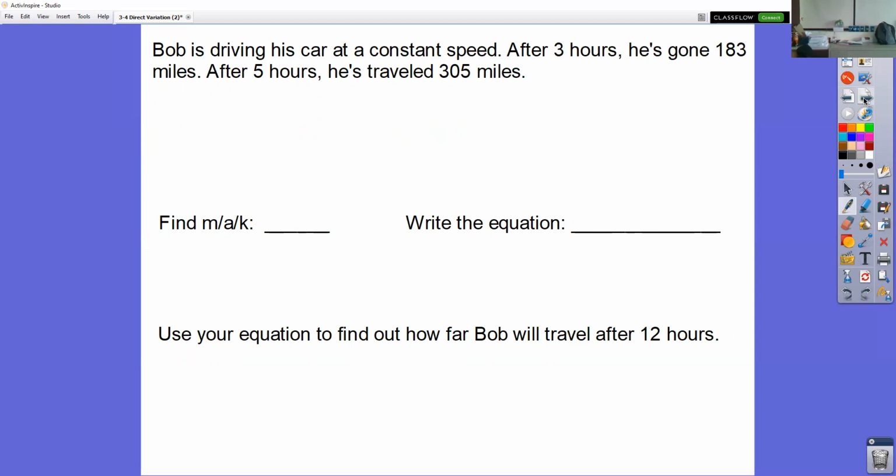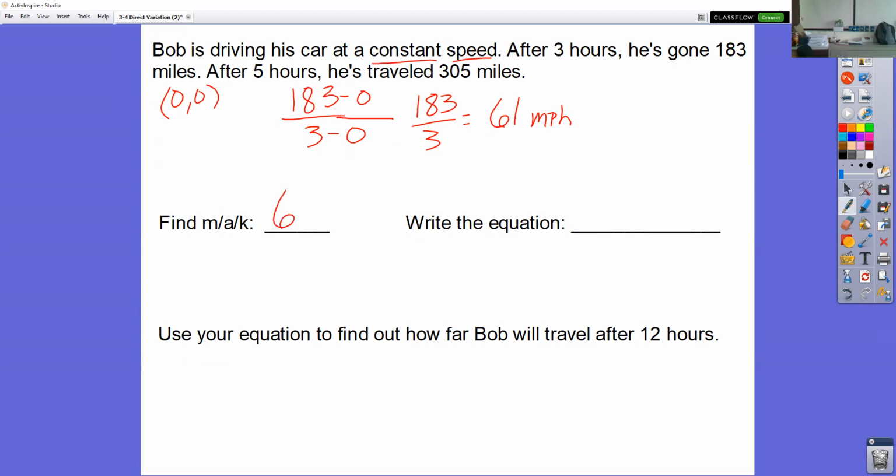Bob is driving a car at a constant speed. After 3 hours, he's gone 183 miles. After 5 hours, he's traveled 305 miles. Find his speed or the rate at which he's driving. Well, we could take 183 miles and divide that by 3, because again, remember, we're starting at our origin of 0, 0. So 183 minus 0 and 3 minus 0 would be 183 divided by 3, which comes out to be 61 miles per hour.